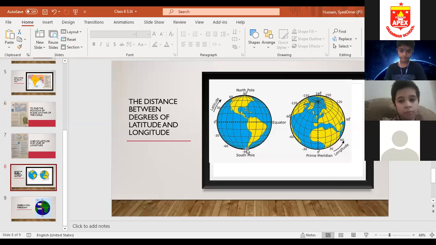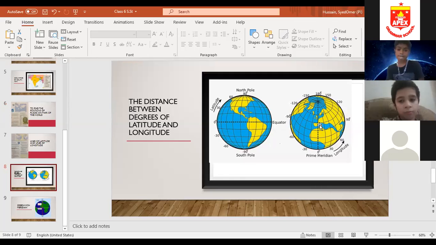What have they shown you? All the lines which are stretching from left hand side to the right hand side, or we can say from North Pole to the South, are called the lines of latitude. And all the lines which are stretching from east to west are called lines of longitude. Okay, they are in length, so they are called lines of longitude.